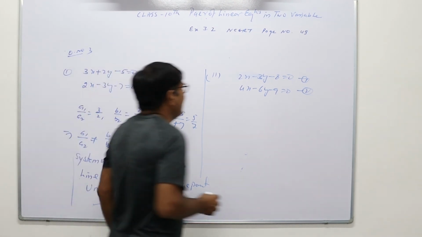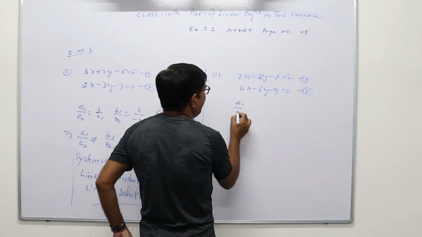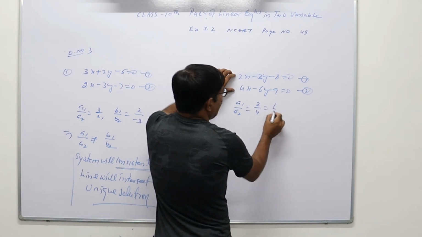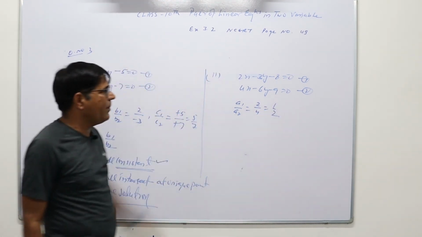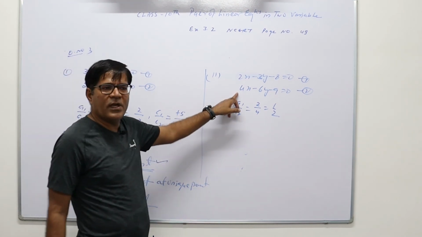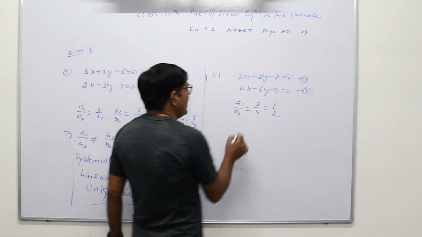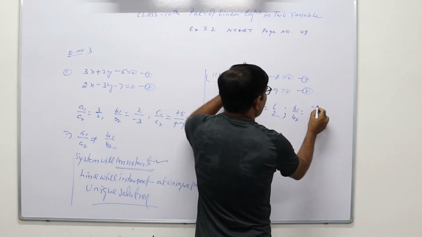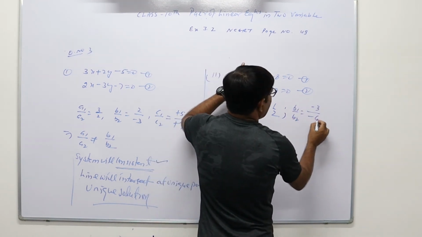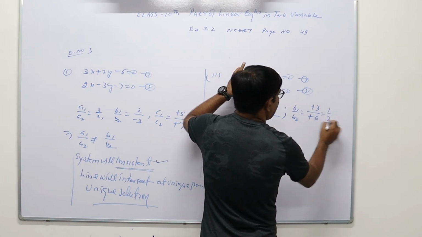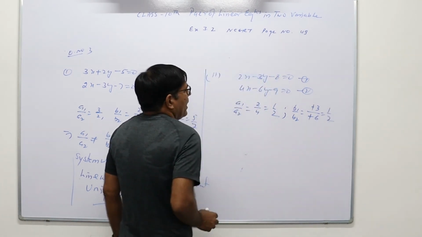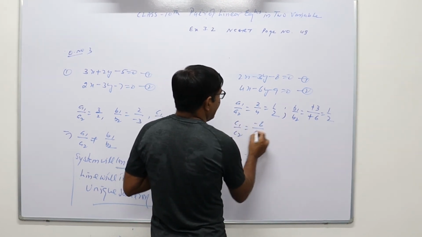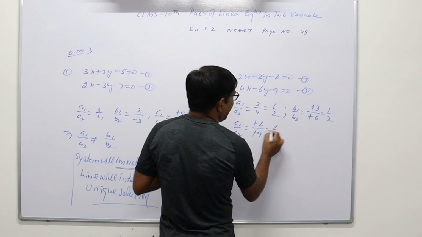Now simply compare. First, a1 upon a2 is equals to 2 upon 4, that is 1 upon 2. What is a1? Coefficient of x in the first equation, and a2 is the coefficient of x in the second equation. Now similarly b1 upon b2 will be equals to minus 3 upon minus 6, so minus minus plus, again 1 by 2, and c1 upon c2 is minus 8 upon minus 9, that is 8 upon 9.